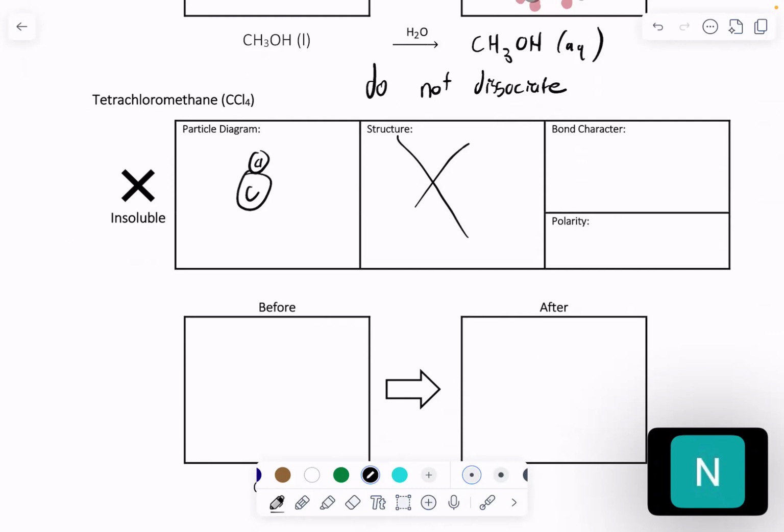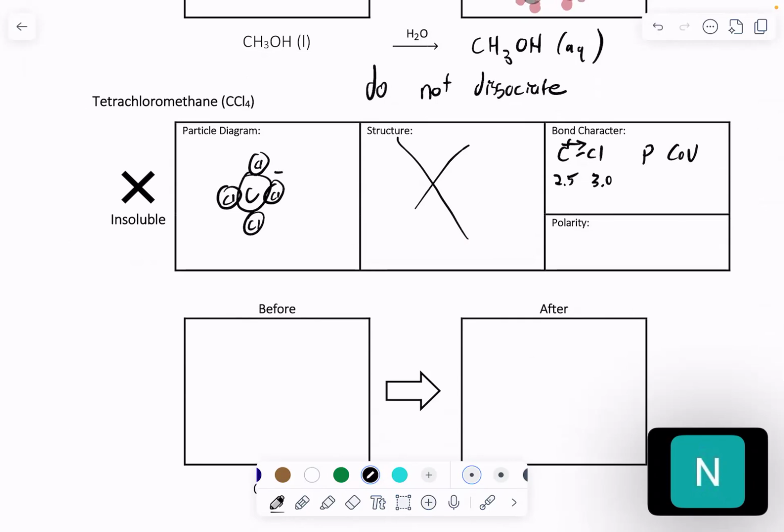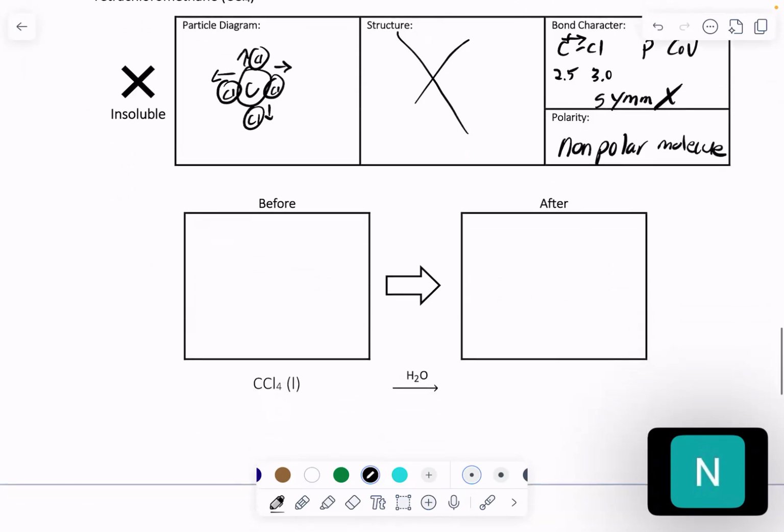We got a carbon. It's bonding 4 chlorines, so I would expect it to look something like this. The only bond that exists is between carbon and chlorine. Carbon has an electronegativity of 2.5. Chlorine is 3.0, so this is a polar covalent bond. We would expect electrons to get pulled towards chlorine. But as we look at this molecule, we would see that electrons are getting pulled in every direction by chlorine. So we have a symmetric molecule. If the molecule is symmetric, that means we have a nonpolar molecule. So all those pushes and pulls end up canceling out.